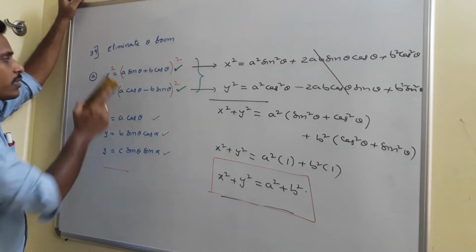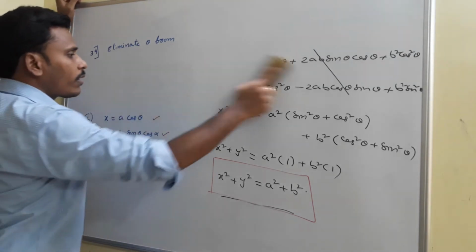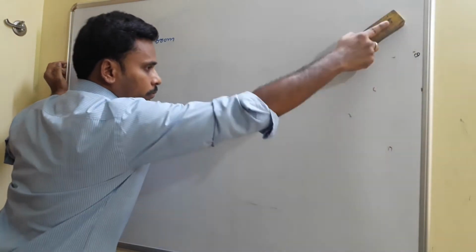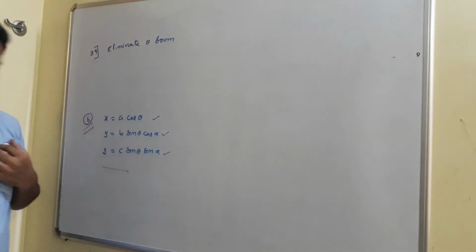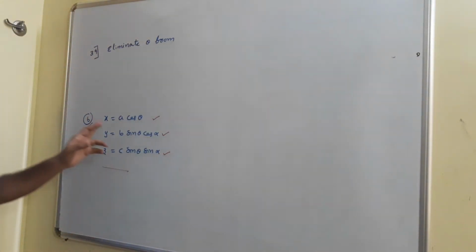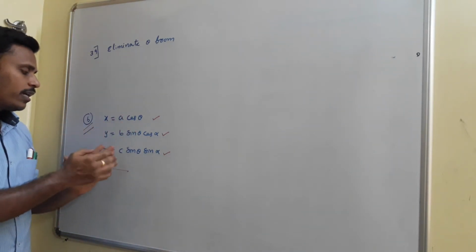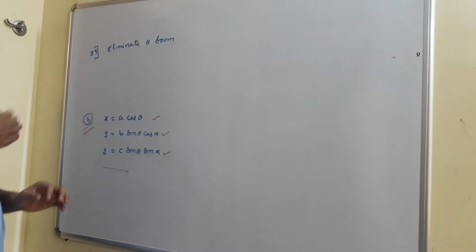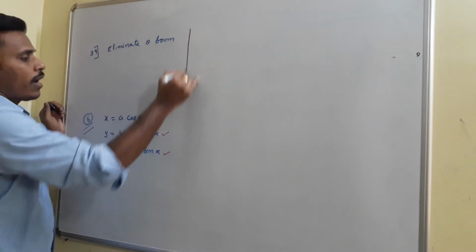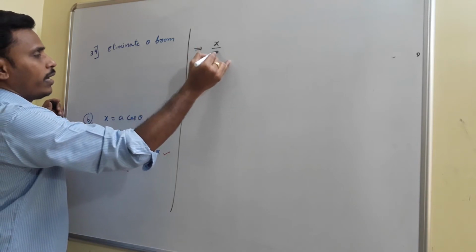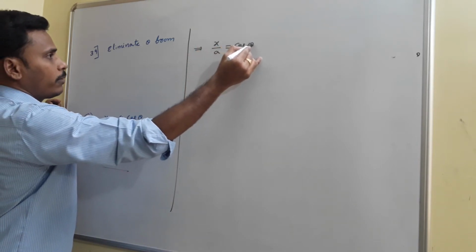Yeah, for the space concern I am erasing this a bit, and now look at this. What is given and how to eliminate that? Actually x is equal to a cos theta, y is equal to b sin theta cos alpha, z is equal to c sin theta sin alpha. First of all, what I do is I just write like this. So this implies x by a is equal to cos theta. Is it right?